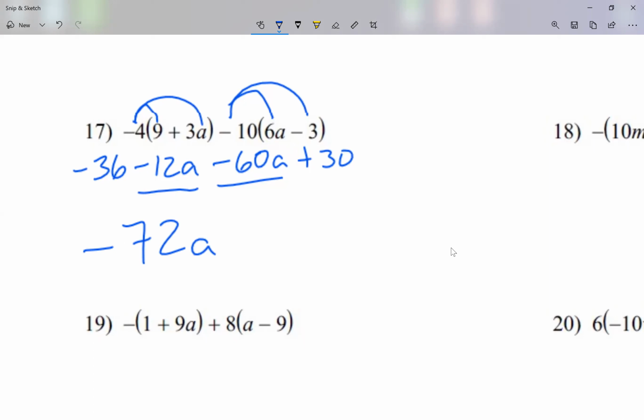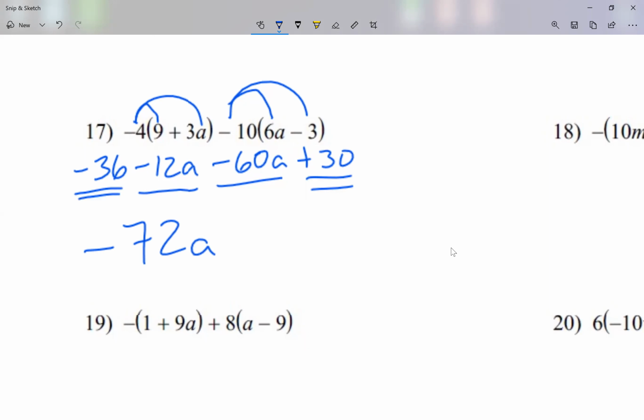And then I'm going to look at the terms that don't have a letter. Do you notice that on the letter, I did not change the a? I just added the numbers. We call those coefficients, the numbers in front of the letter. Now let me combine those that don't have a letter. So I'm looking at -36, +30.